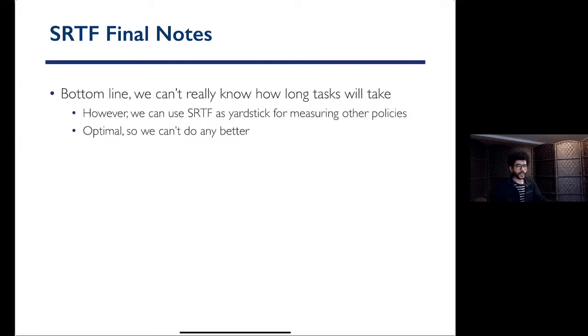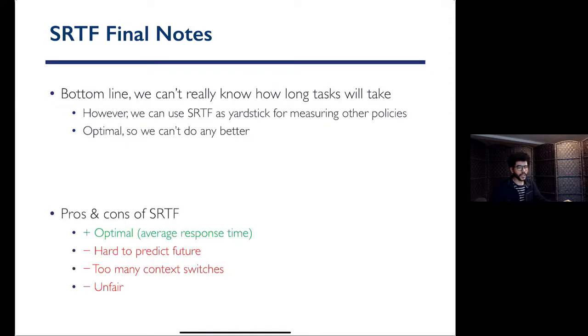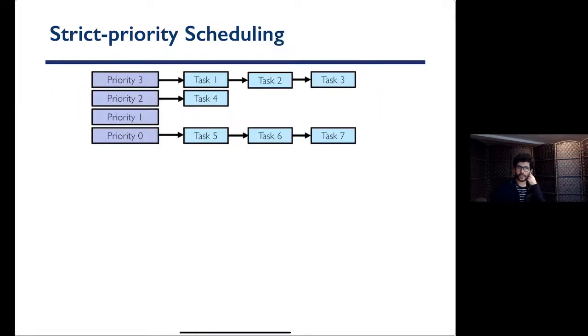Okay, so final notes on SRTF. It's optimal in terms of average response time, but it's not practical because it's hard to predict the future. It might also incur a lot of context switches, and it's also unfair for long tasks. So that was the third scheduling policy. Let's move on to the fourth one. This is pretty much similar to what you guys implemented for your labs. It's called strict priority scheduling.